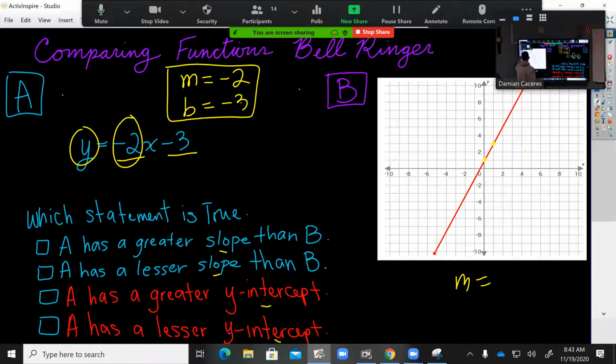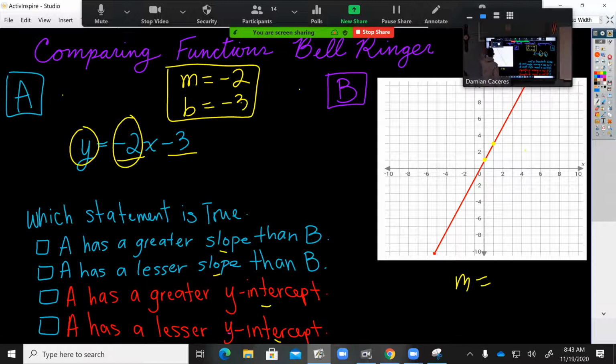Now, you have to go from the point on the left to the point on the right. So left to right. So make sure you start in this case on the bottom point. So we go up 2 boxes, which is positive 2, and right 1 box, which is positive 1. 2 over 1 would be 2. So the slope for function B is 2.